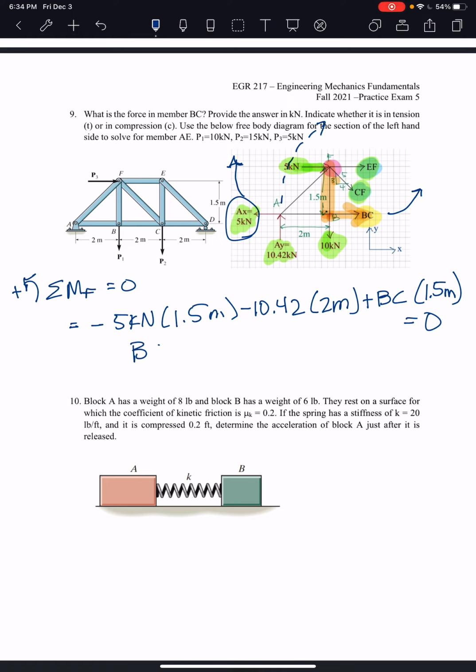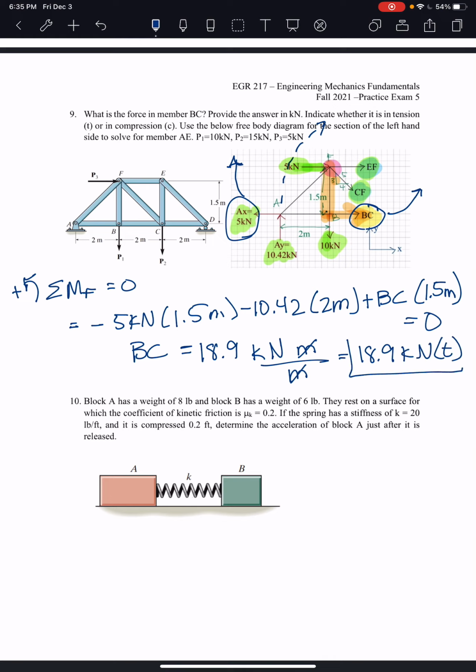So we get BC equals 18.9 kilonewtons, and then it was times meters and then divided by meters. So the meters cancel out. So it's 18.9 kilonewtons. And we get a positive number, so what we had drawn on the drawing was correct, so it is in tension. So it equals 18.9 kilonewtons in tension. Hopefully my calculator makes it.